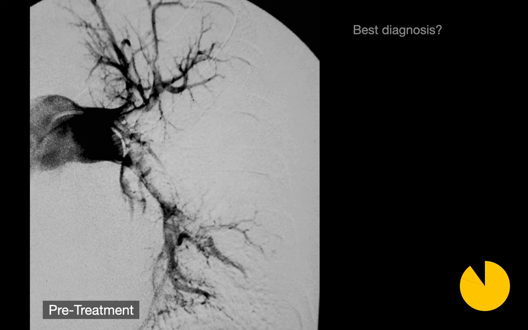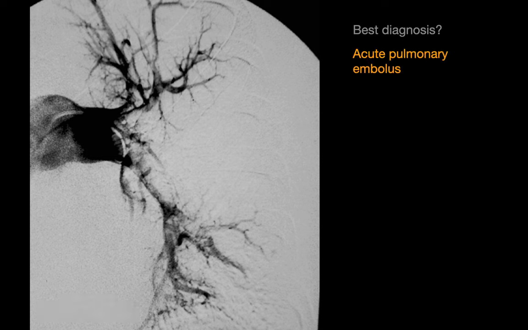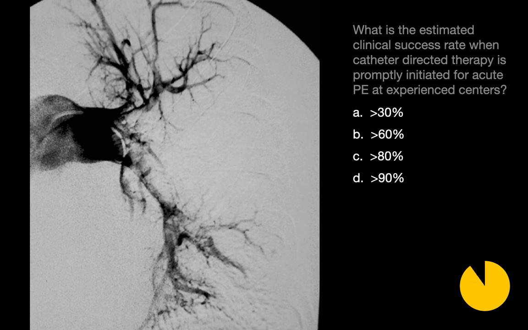What's your best diagnosis? So this is a DSA run from a patient with an acute pulmonary embolus. What's the estimated success rate when catheter-directed therapy is promptly initiated for acute PE? And according to the literature, the answer is C, over 80%.